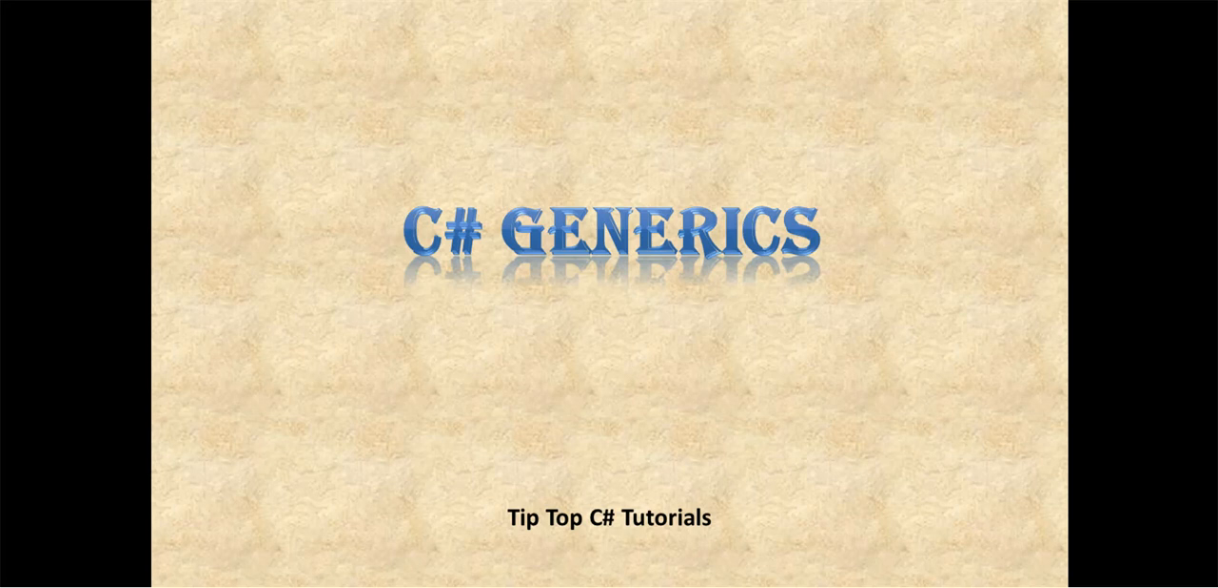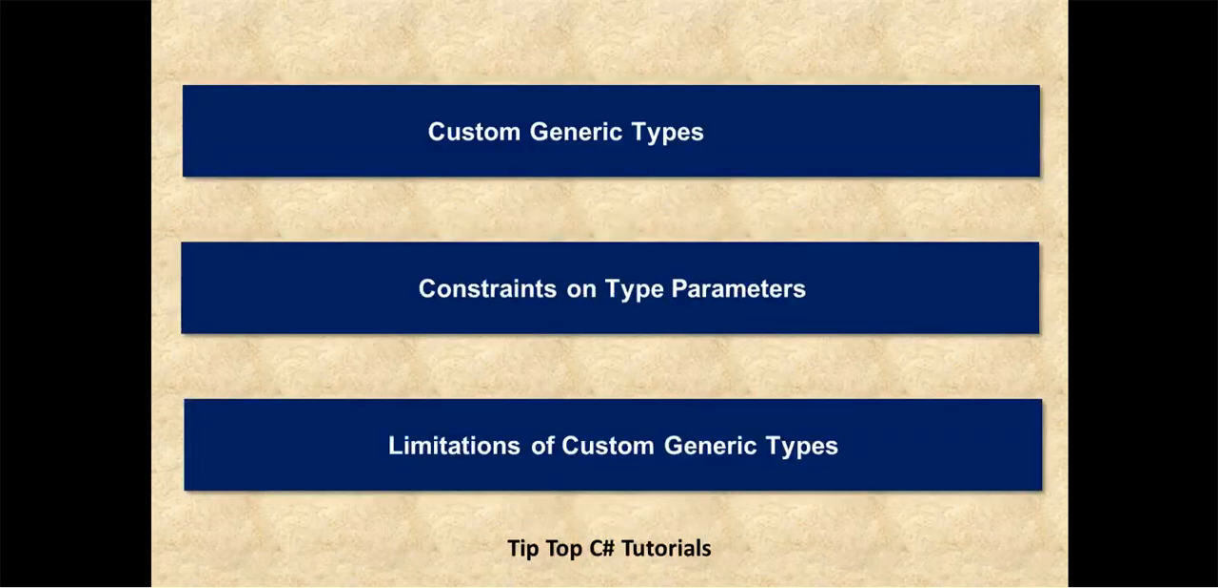So in this video we are going to discuss C Sharp generics, especially a topic about custom generic types. So let me show the agenda for today. Custom generic types and the constraints on type parameters for a custom generic type. And finally we will discuss the limitations of custom generic types.